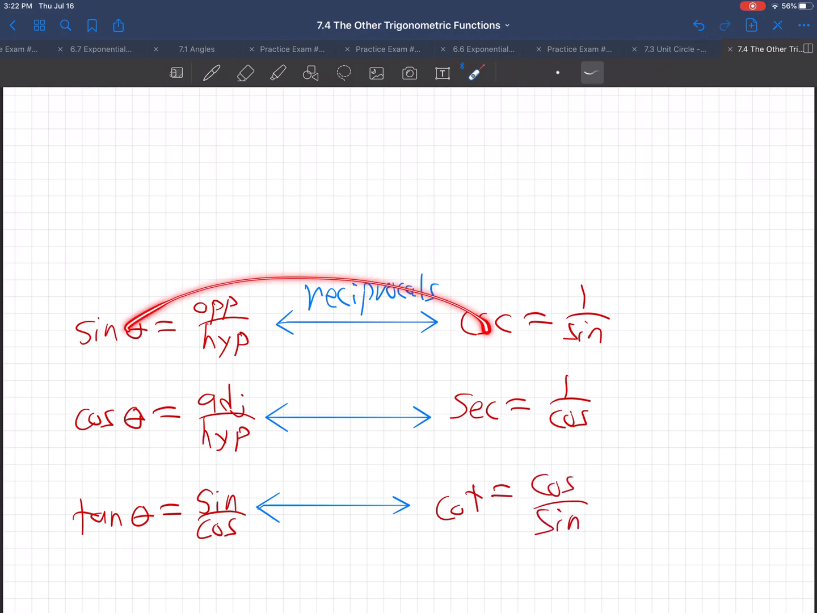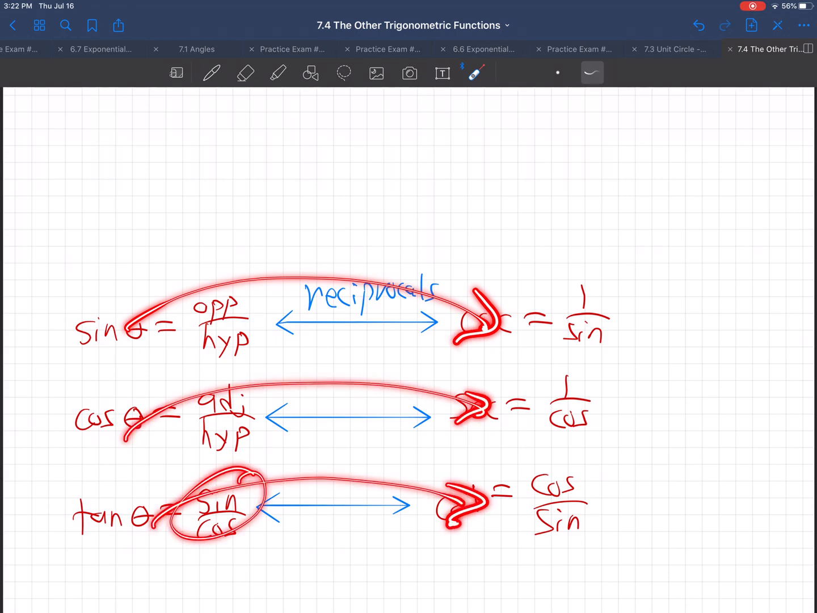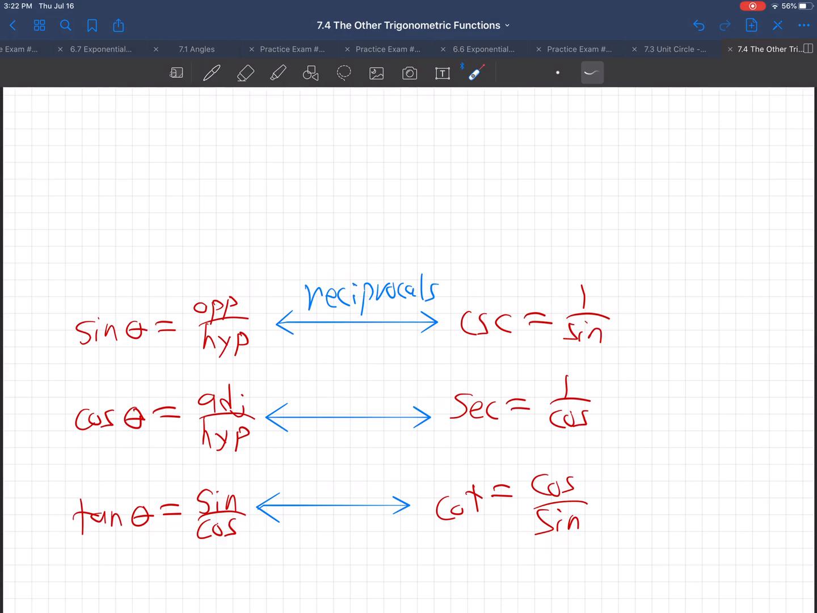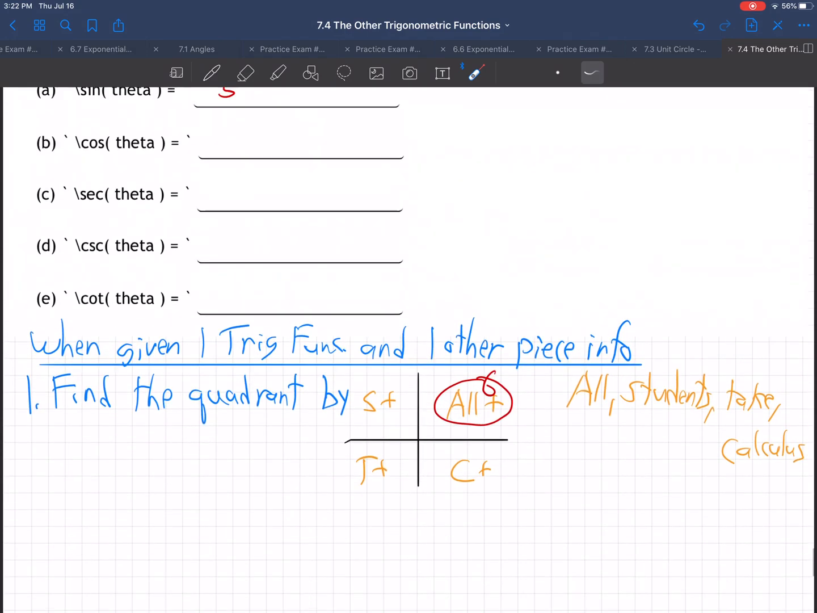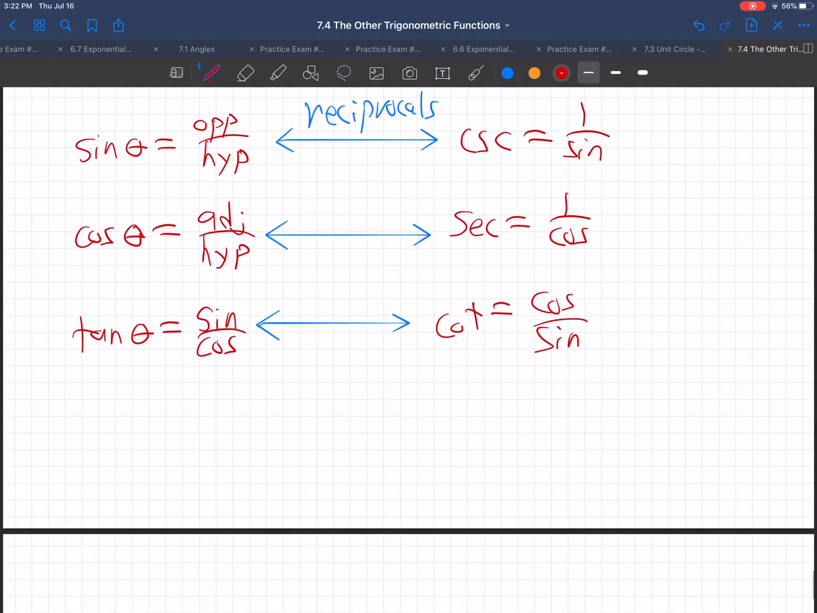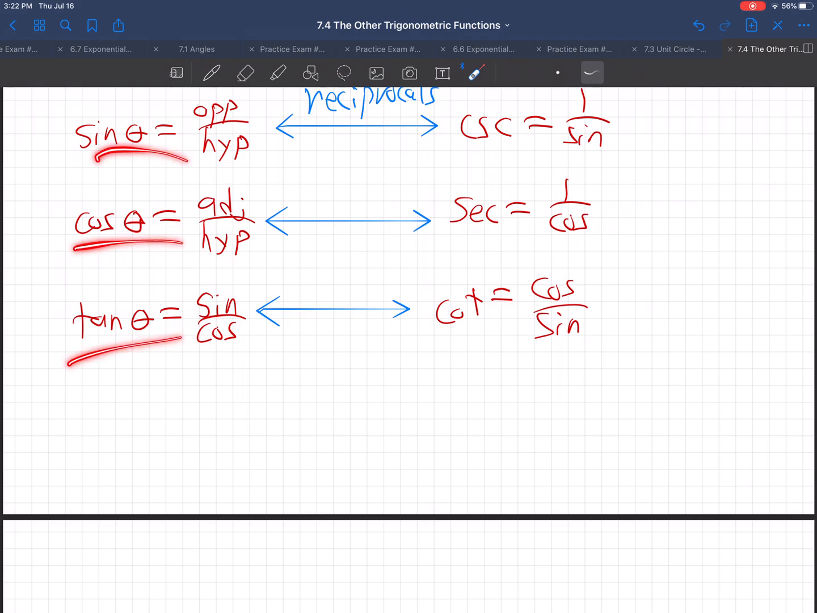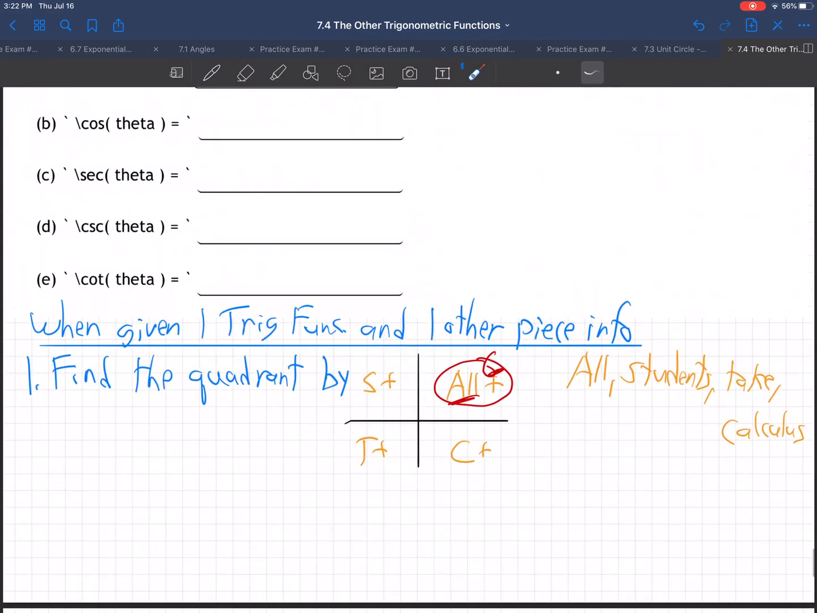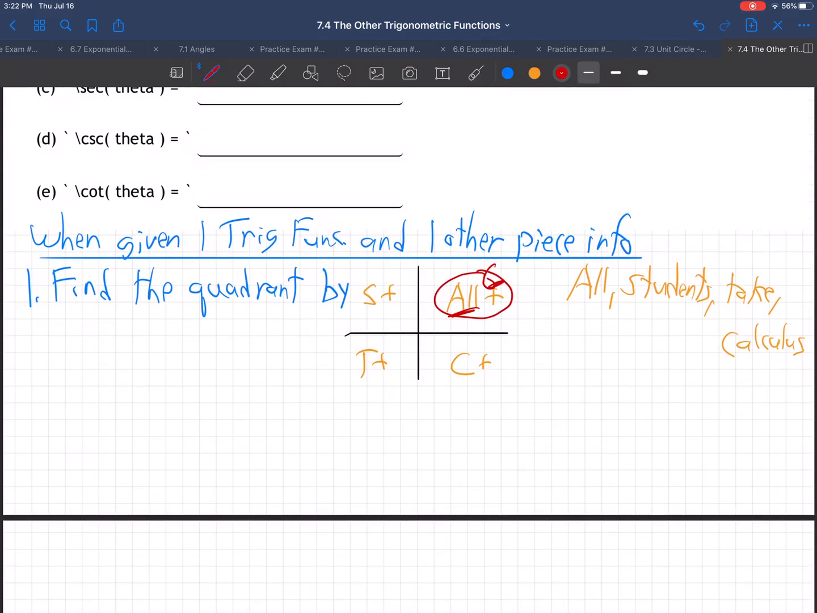So do you see how this is upside down, upside down, upside down, isn't it? Right? Sine over cosine, upside down, cosine over sine. Okay. So there's the 6 trig functions. Now why do we care about that? Well, here when I say all 6 are positive, I mean these 6: sine, cosine, tangent, cosecant, secant, cotangent. All 6 of them are positive in the first quadrant.